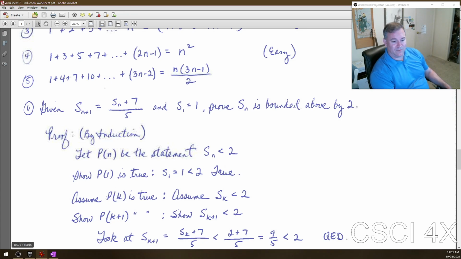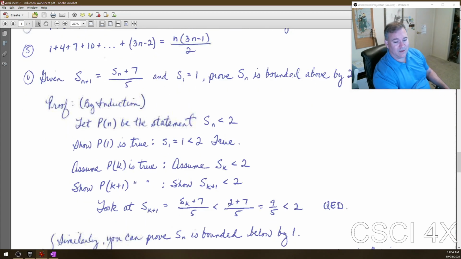And then you assume that it is true for the first k elements. So you're going to assume that S sub k is less than 2. And then you have to prove that it's true for k plus 1. Okay? And so if you just substitute in, well, you can do an inequality like this. That's how they do it.